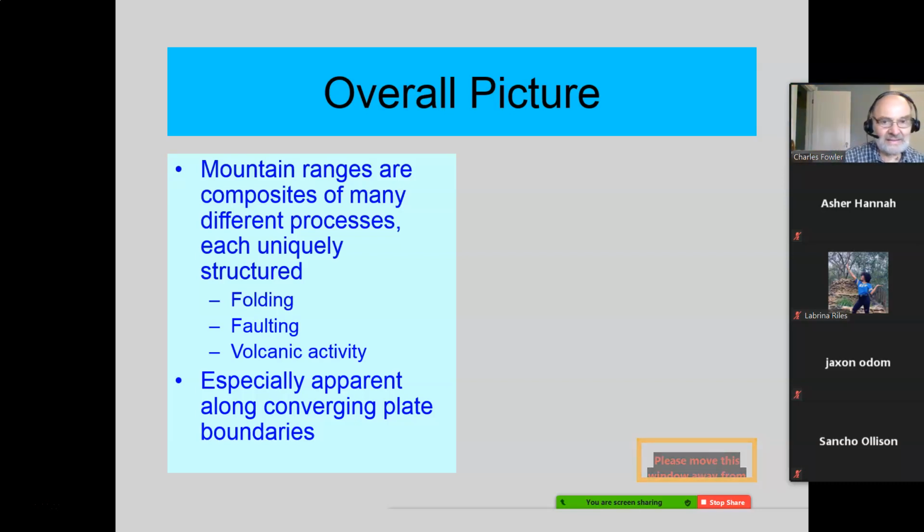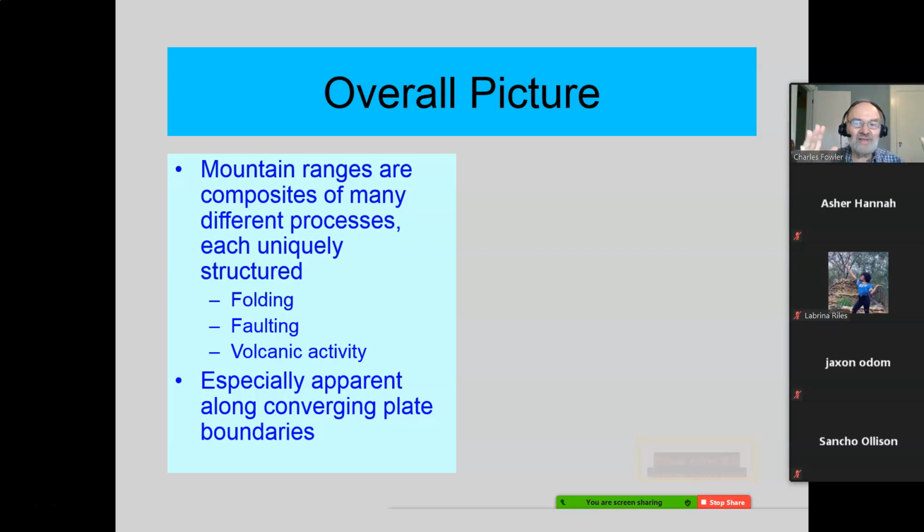Okay. Now, the last, let's see if this is on the slide set. Yes, it is. So I won't show that last one. So here we are at the overall picture. Mountain ranges are composites of many different processes. Now we're talking about the whole range of mountains. Let's say the Rocky Mountains or the Appalachian Mountains. Okay. Many different processes, each uniquely structured. You can have folded mountains right next to faulted mountains. Okay. And you can have volcanic activity in between.